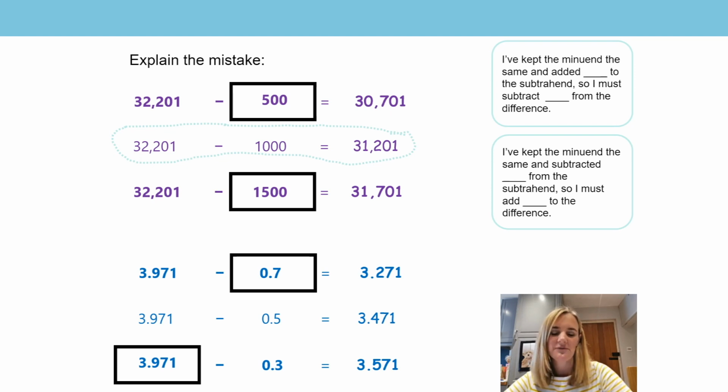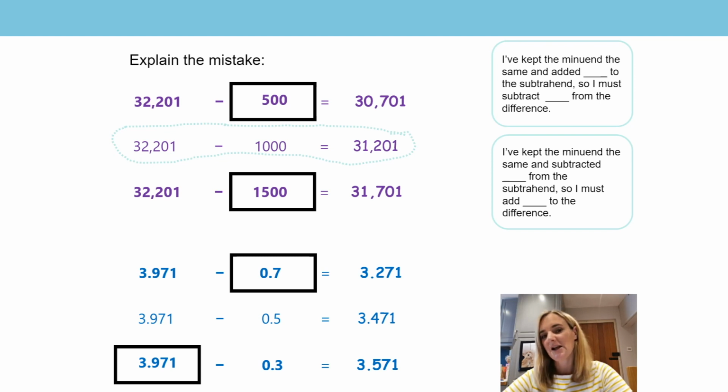Okay, I'm going to go from the middle calculation to the top one, and we'll see that the difference in the middle calculation is 31,201, and that difference has decreased by 500. So therefore, if the difference has decreased, our subtrahend should increase by 500, but it hasn't. Our 1,000 hasn't gone up by 500 to get 500, has it? So they've made a mistake. They've decreased both the subtrahend and the difference.